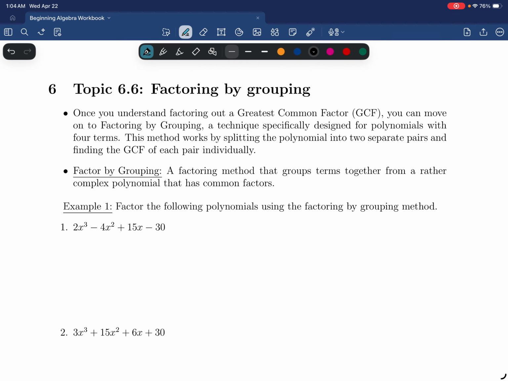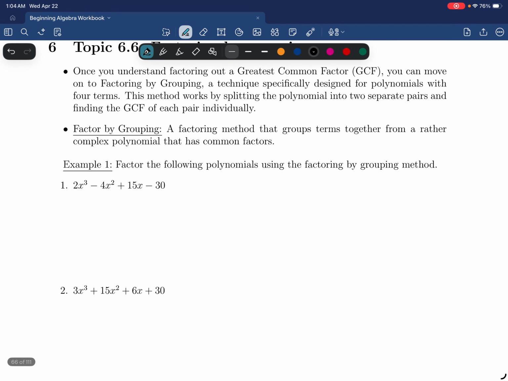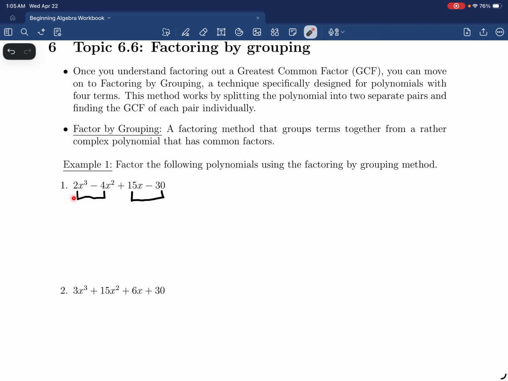So looking at example 1, we are asked to factor the following polynomials using the factoring by grouping method. So for example 1, we have 2x cubed minus 4x squared plus 15x minus 30. So what I'm going to do is group these first 2 terms together as a pair and these second 2 terms together as a pair. And when I do that, for these first 2 terms here, I have to ask myself, what can I factor out? Or in other words, what's the greatest common factor of these 2 terms here?